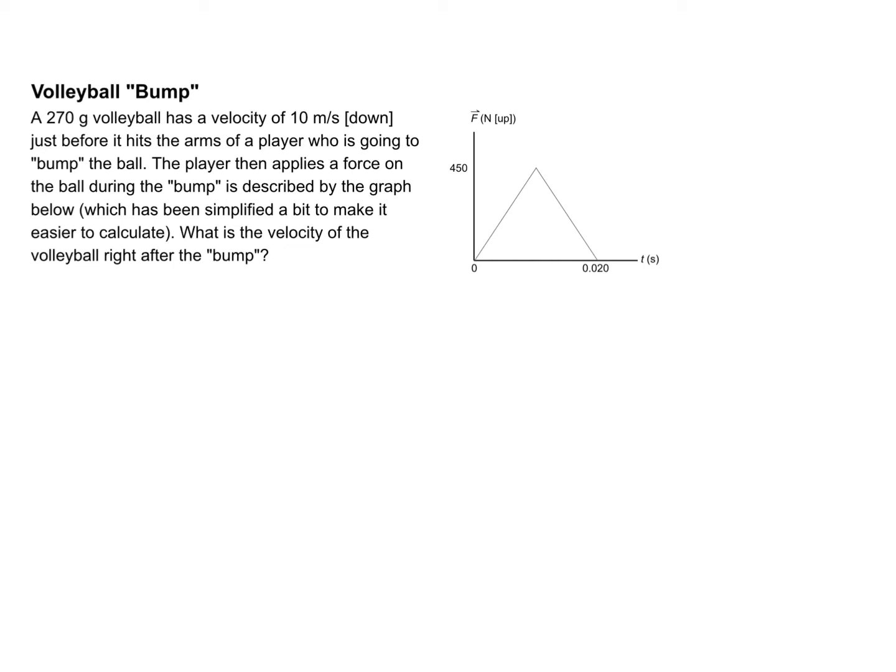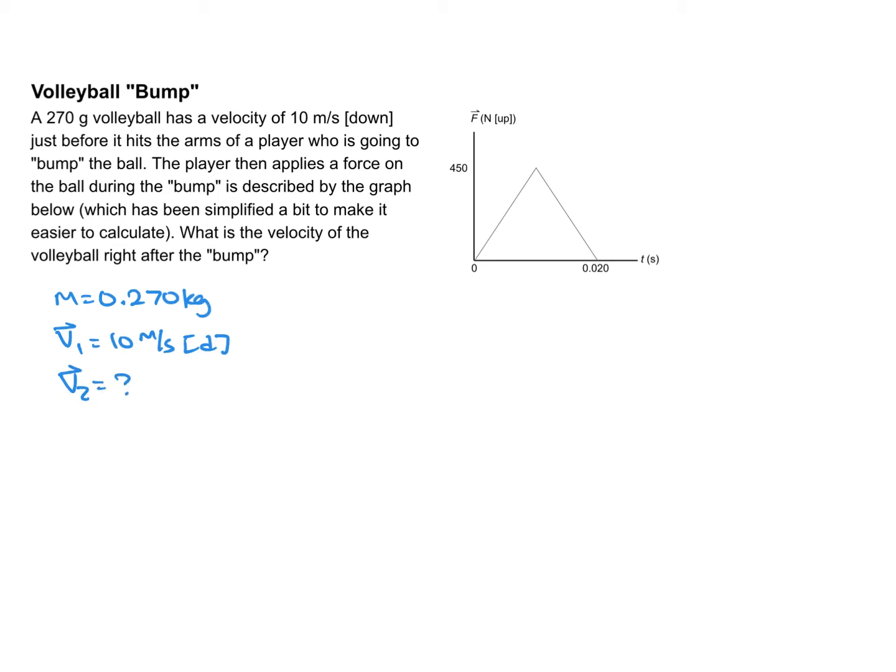Okay, the ball has a mass of 270 grams, which I'll convert right away to kilograms. The initial velocity is 10 meters per second down. Now I assume that after the person bumps the ball, it is going to be going up, so I'm looking for a final answer in the up direction. V2 is a question mark.